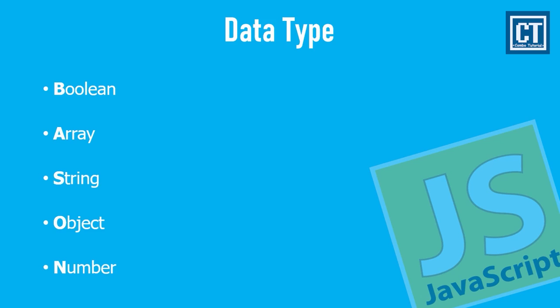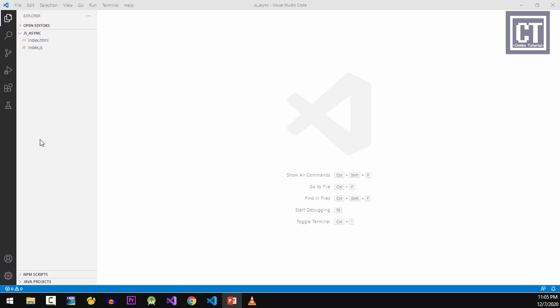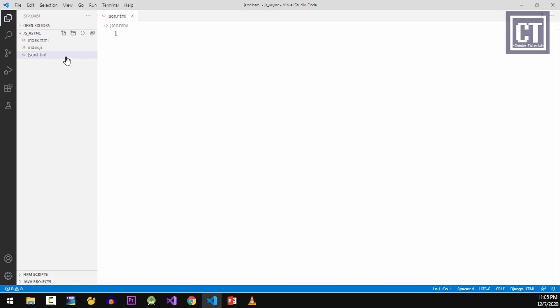Just for convenience to remember, we would call it BASON: B for boolean, A for array, S for string, O for object, and N for number. Again, it's not a formal abbreviation, just a convenient thing. We have only two stages to step into JSON, and the things we need to know are object and array. Now we create another new file to demonstrate how we create JSON data before we move to our existing code from the previous video.